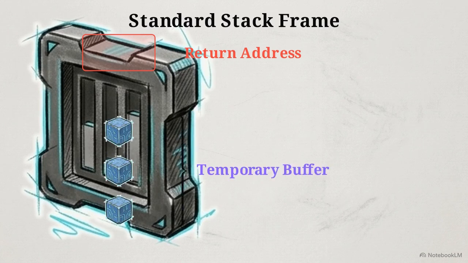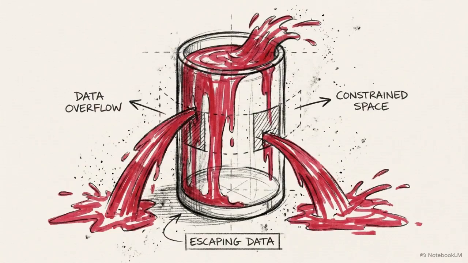To protect it, compilers use StackGuard, which slides a randomized string of data, a stack canary, directly between the temporary buffer and the return address. This defense is designed to stop a classic buffer overflow.